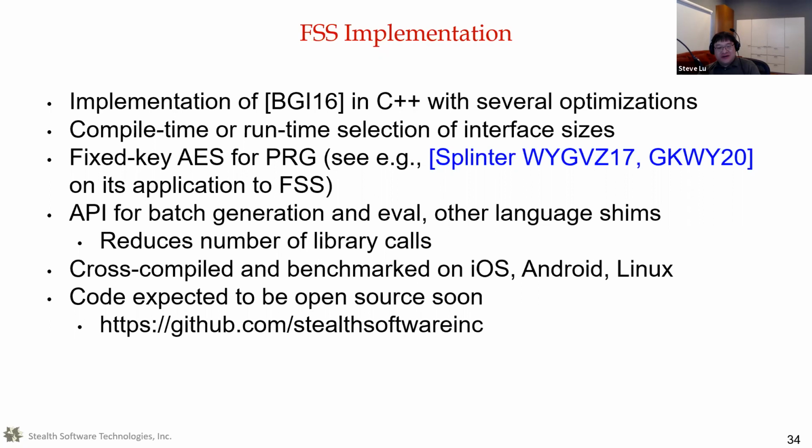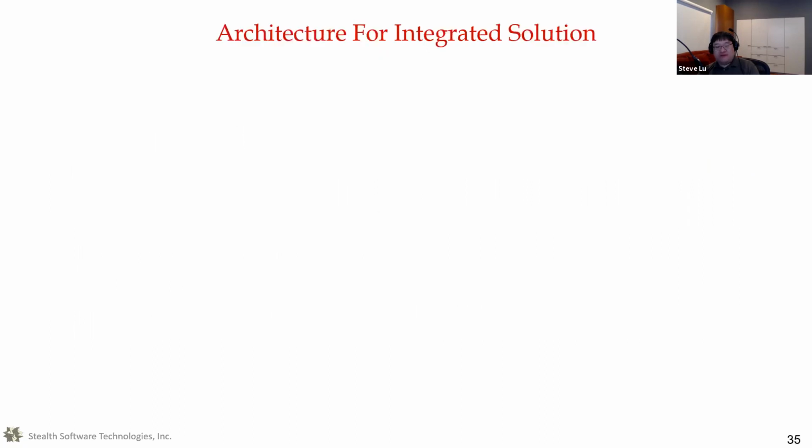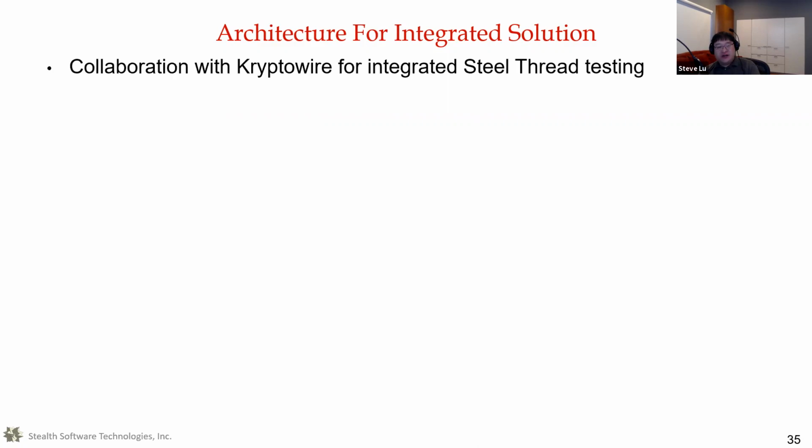All right, so that's the FSS implementation, and then what about putting it all together, right? An integrated solution that takes this FSS, puts it into a PSI weighted cardinality, and also ensures that this whole thing works on a phone, right? I can talk a little bit about this, but really this was some great collaboration with CryptoWire, where we actually had an integrated steel thread test.